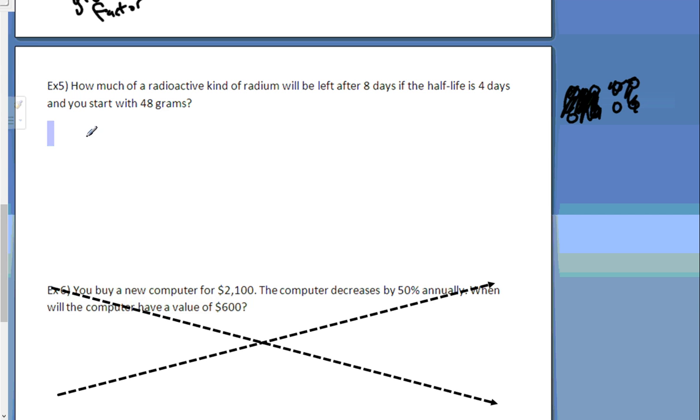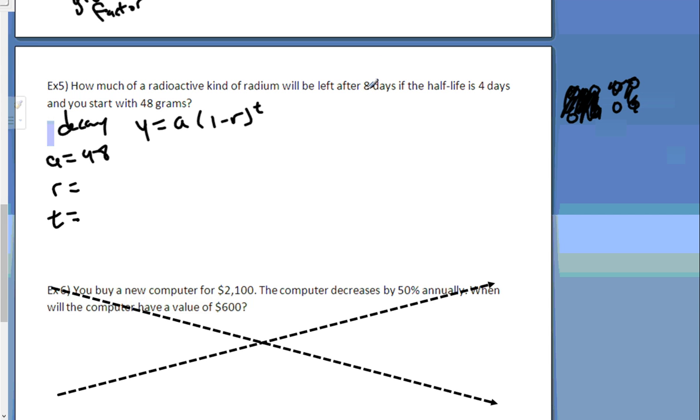That's something you'll study in chemistry later on. But the half-life is what we're dealing with here. So it's getting smaller, right? So that's decay, which means y equals a times 1 minus r to the t. Initial amount, how much do I start with? 48 grams. The rate, I'm going to come back to. The time is something I have to be careful with. The half-life is 4 days.